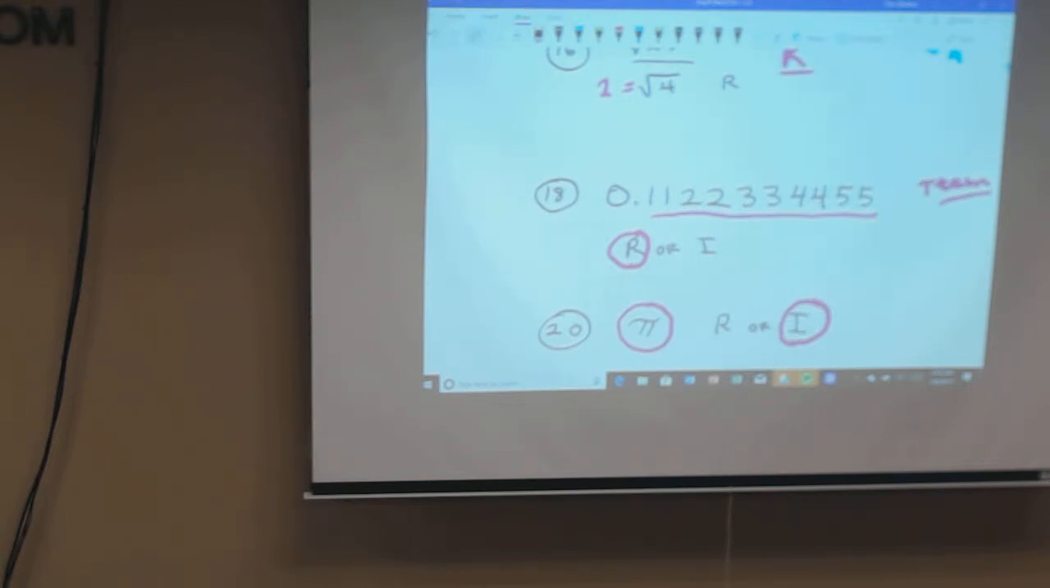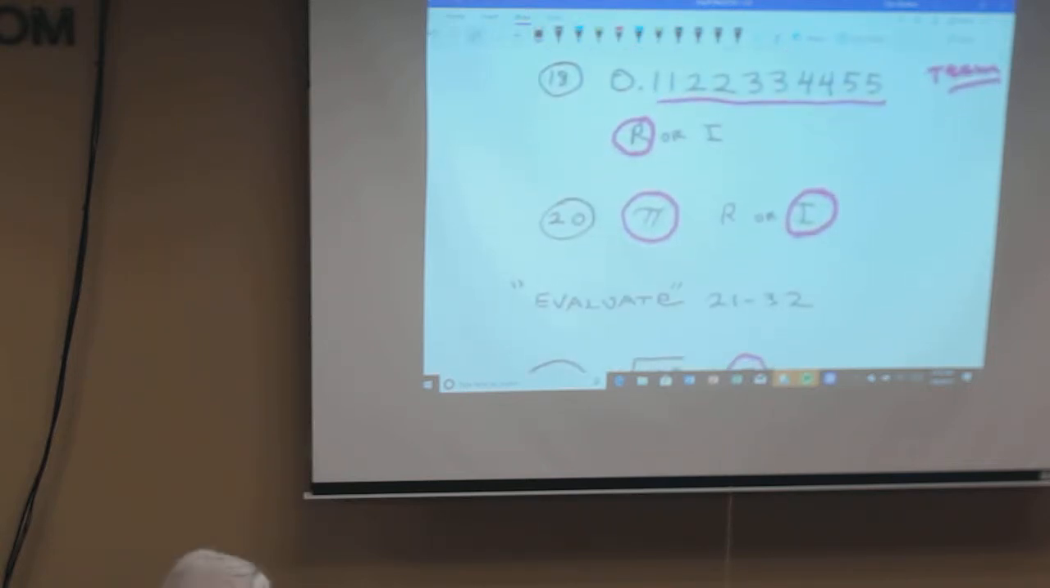Why is 20 an irrational number? Does anyone know how to read that? Does anyone know what that is? It just keeps going. Pi. Does anyone know where pi comes from?